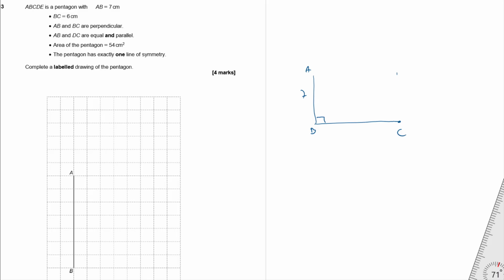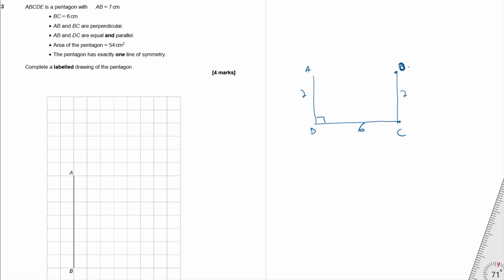So it's going to be a line like that, which is going to be equal in length and parallel. So that's going to be my side D up there, sorry. And then the area of the pentagon is 54. I'm struggling with that at the moment. Oh, BC is 6. I forgot that. That's 6. And then the pentagon has exactly one line of symmetry.